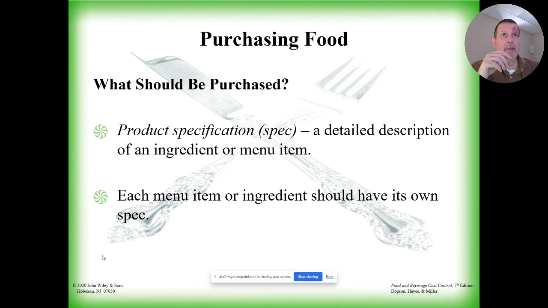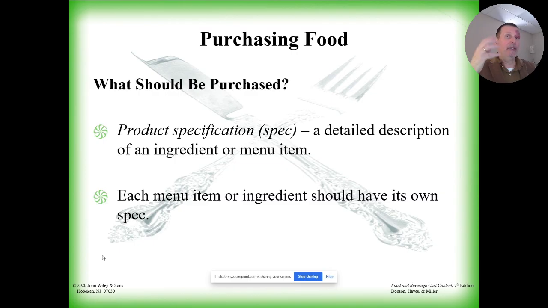Do you need boneless skinless breast? Do you need skin-on bone-in? Do you need a whole chicken? Do you need ground chicken? What do you need? All right. So the specification helps to standardize this for whoever's purchasing it. When we purchase chicken, we purchase it this way.